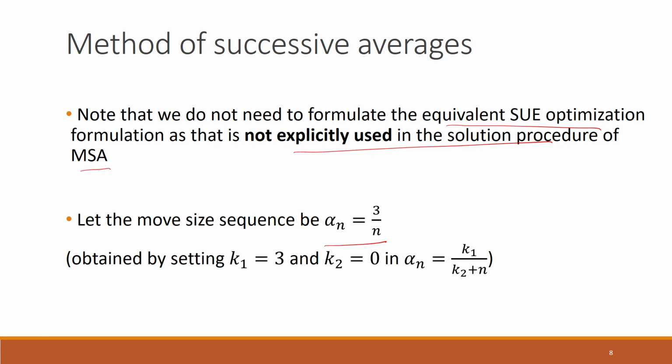So, this kind of move size sequence is fine. There is no issue with that, because we saw that we can choose any sequence of this type, alpha n equal to k1 by k2 plus n, where k2 has to be non-negative and k1 has to be positive. Here, we have chosen k1 to be equal to 3 and k2 to be equal to 0, and that is how we get this alpha n. With this kind of alpha n also, the two conditions that we had seen on the move size in the beginning, related to the convergence, will be satisfied, and therefore, this move size sequence is fine.